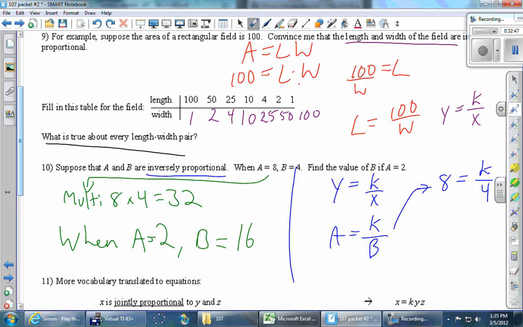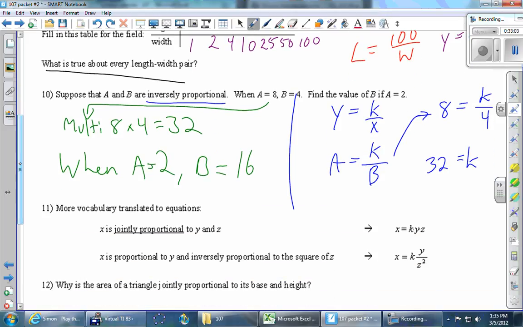So the moment you put in 8, you also put in 4. And then we have to solve for k. How do you solve for k? Multiply by 4. So we get k is equal to 8 times 4, 32. The same 32 that we had figured out before. So what that means is that this equation now becomes a is always 32 divided by b.